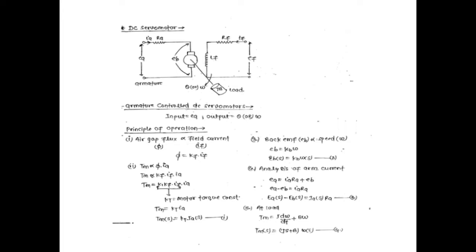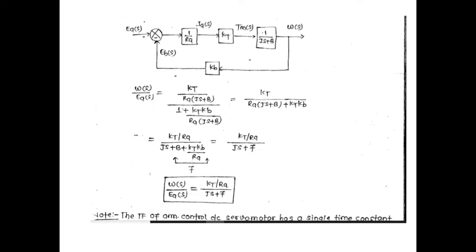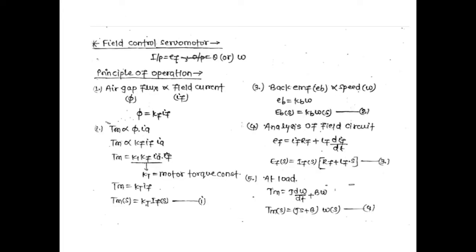Now we are going to see the next component. That next component is nothing but a field controlled DC servo motor. Now, if you have understood the concept of an armature controlled DC servo motor, then it could be quite easy to understand a field controlled DC servo motor.